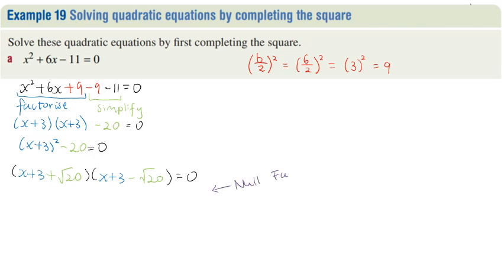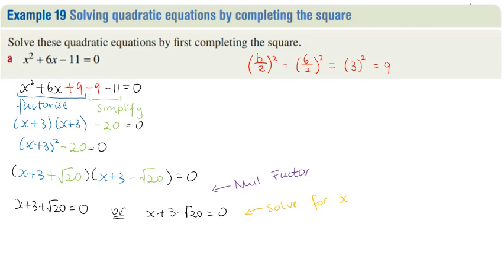So I'm going to set each part equal to 0. So I've got either x plus 3 plus the square root of 20 equals 0, or x plus 3 minus the square root of 20 equals 0. And then the last thing I need to do is solve for x.